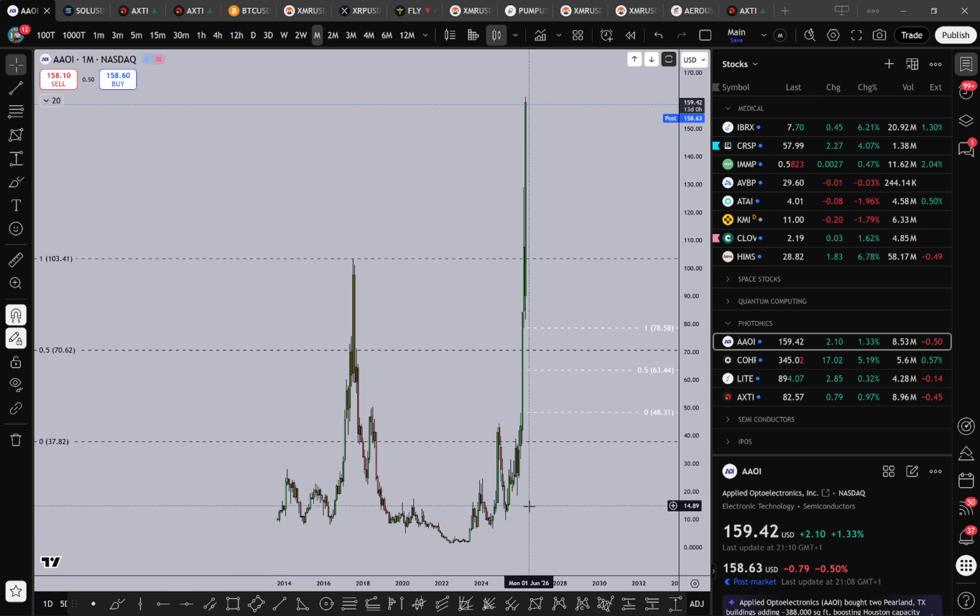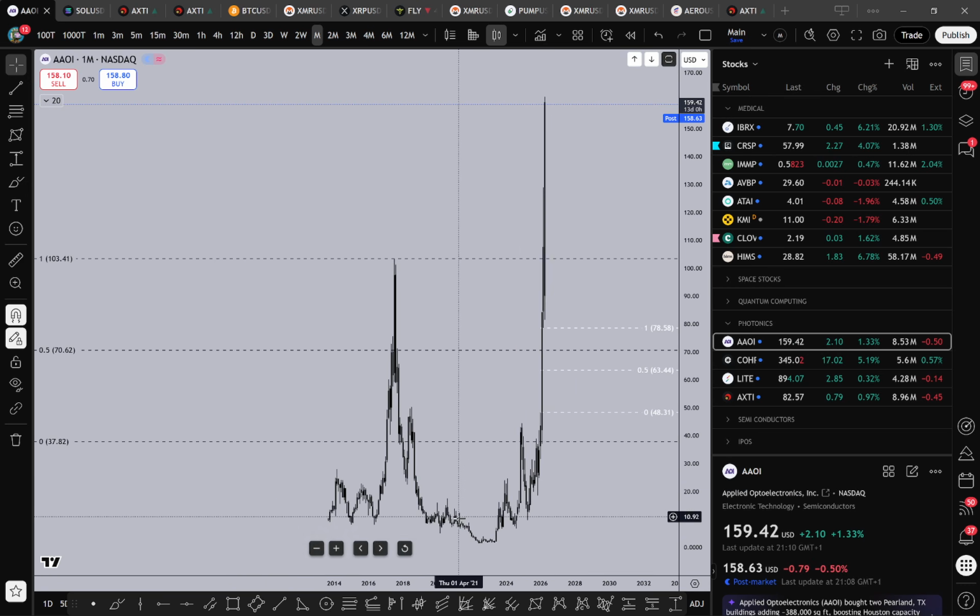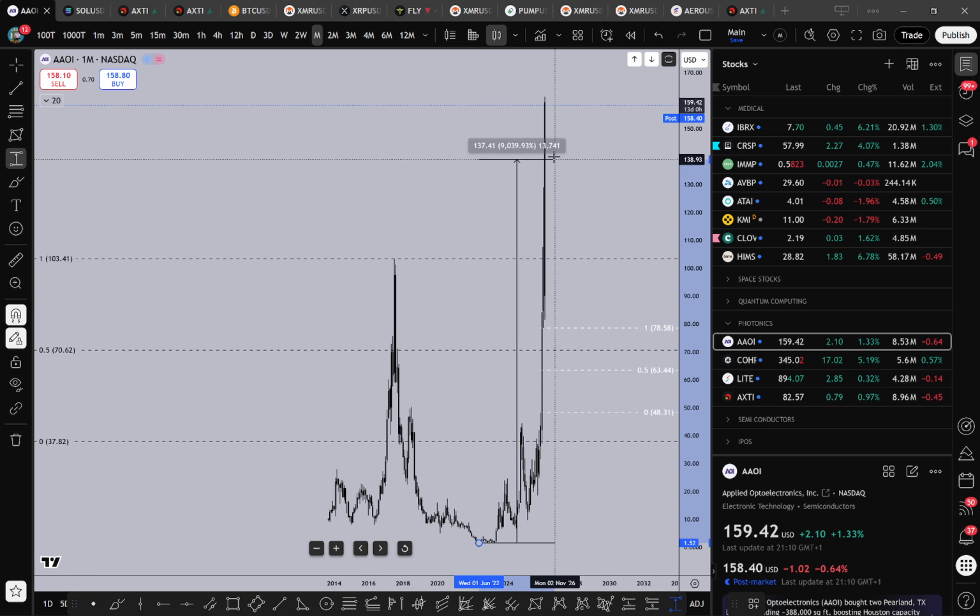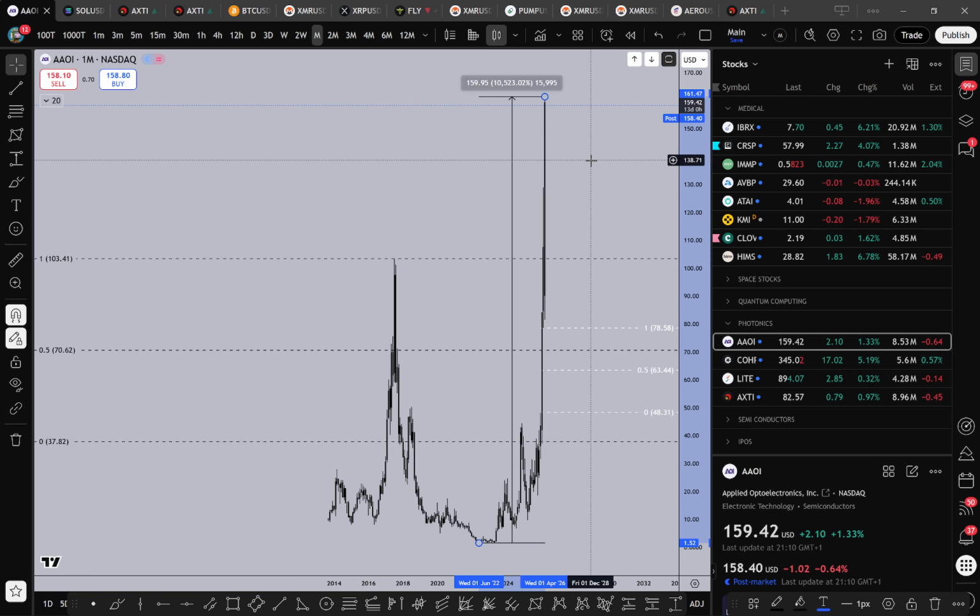AAOI, of course, this one, I'm so mad I wasn't looking at this back in 2021, 2022. Because, bro, this went from $1.52. This is basically where I entered Injective at these prices, right? And Injective only went to what? I was gassed with that. I could have just got into AAOI, bro, and I would have had 10,000% returns. Insane, right?